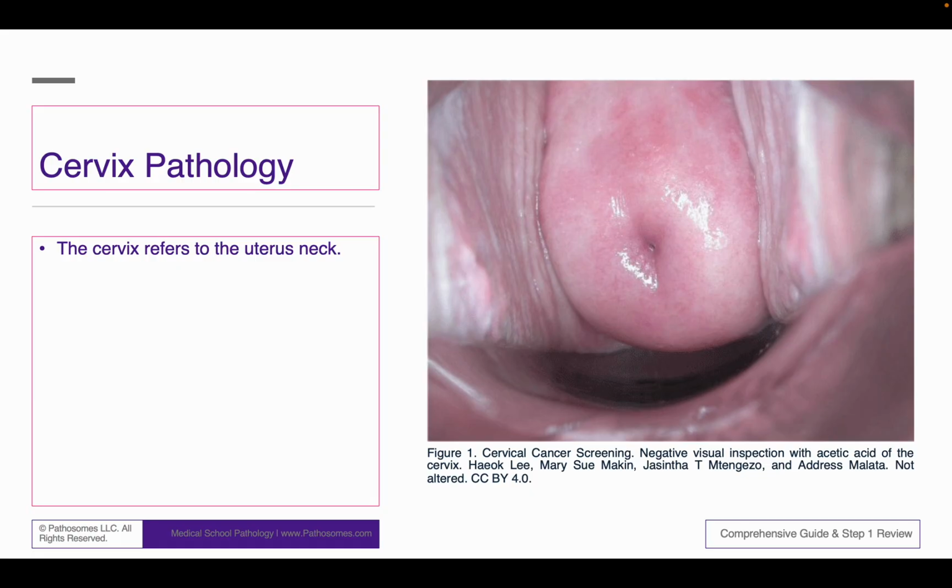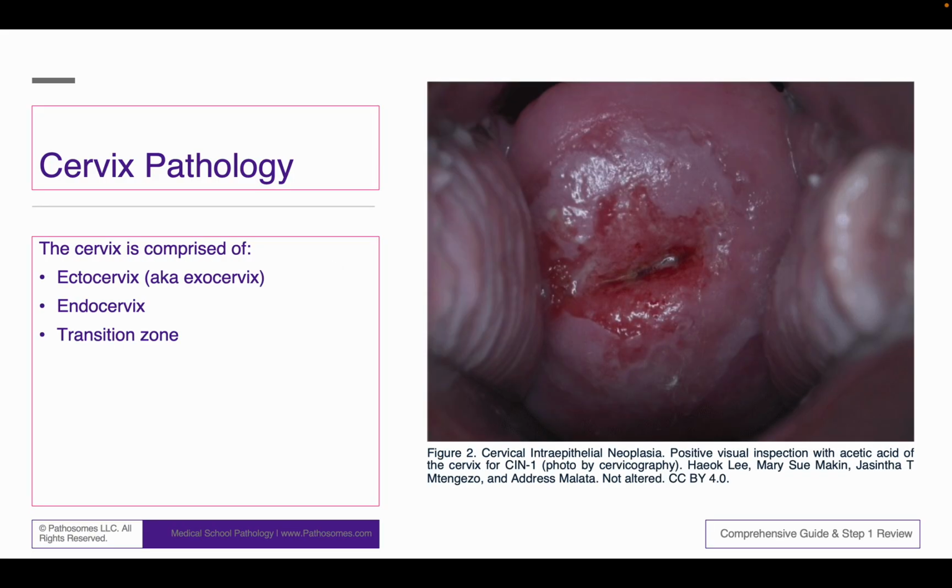So, cervix pathology. Now, the cervix refers to the uterus neck, right? You know that. And you also know that the cervix is prone to cancers, and that's why we do cervical cancer screening, as done in this picture to the right here. The cervix is comprised of the ectocervix, the endocervix, and the transition zone.